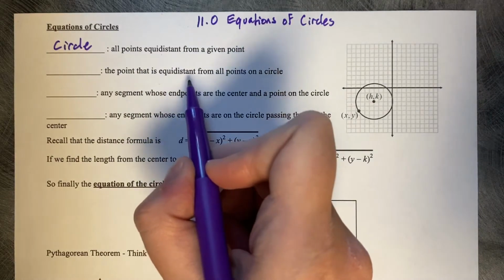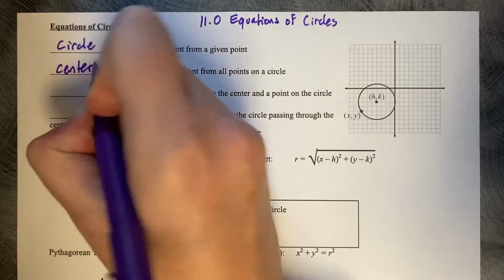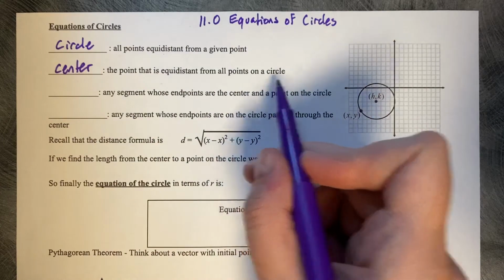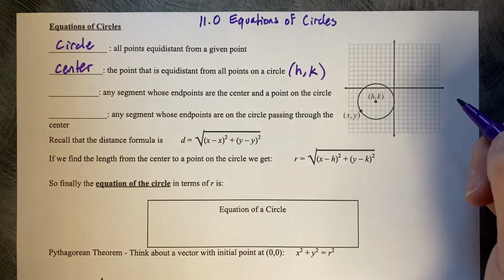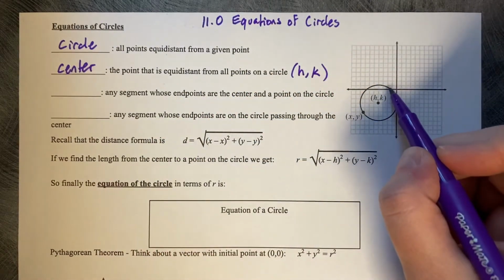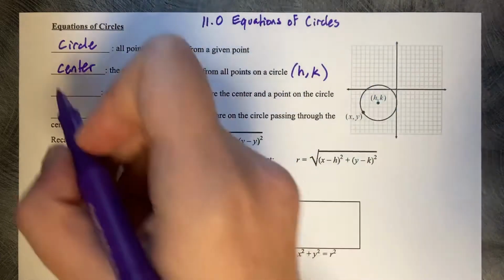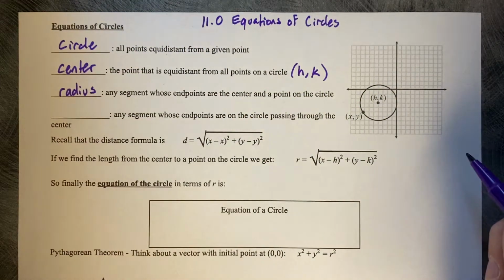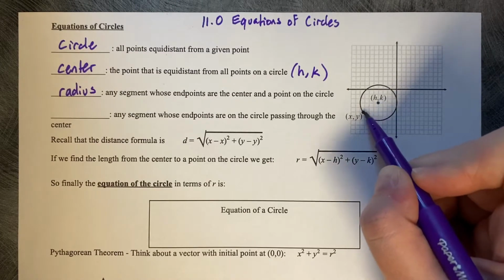That equal distance creates a center. So that's the point that is equidistant from all points on a circle. We're going to write it as h comma k. And any segment that has the endpoints from the center to a point on the circle, that's a radius. So in this case, a radius would be the length from h, k to x, y.